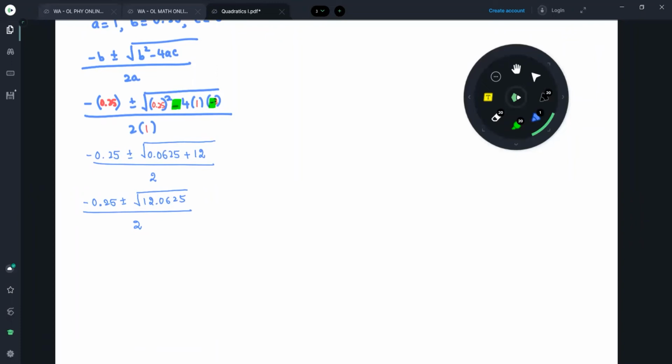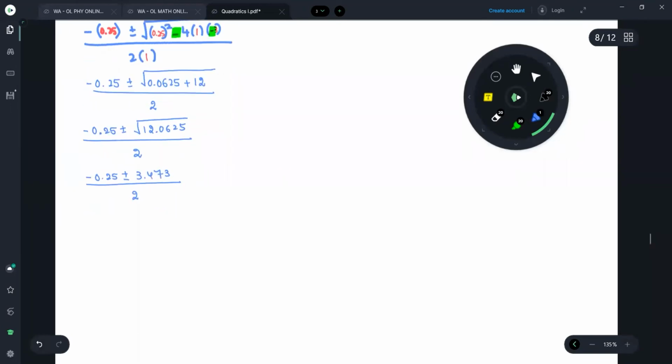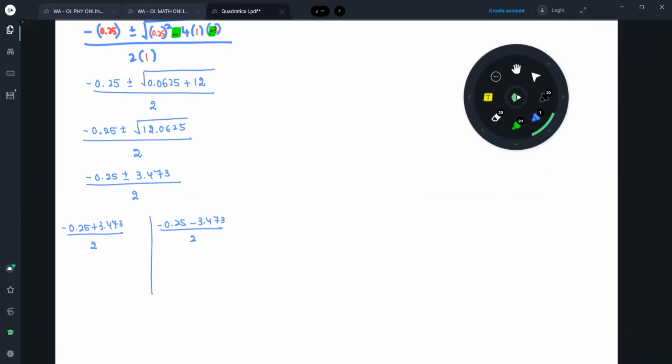Yes. Because you have a positive number under the square root. Then you have minus 0.25 staying as it is, plus or minus staying as it is. Can you find the square root of 12.0625? 3.473, upon 2. Now I'm going to make columns. Is it going to be minus 0.25 plus 3.473, whole thing divided by 2, or is it going to be minus 0.25 minus 3.473 upon 2? I'm going to solve this quietly. You also do this one.